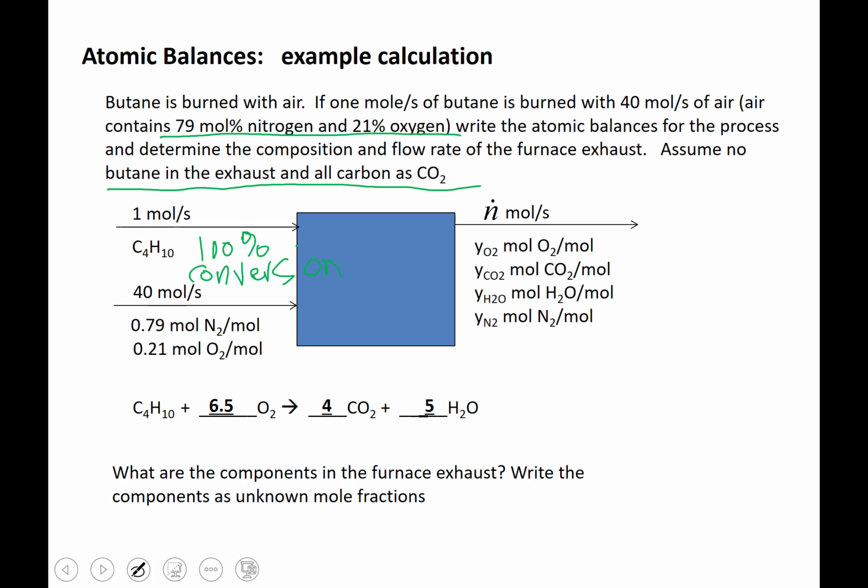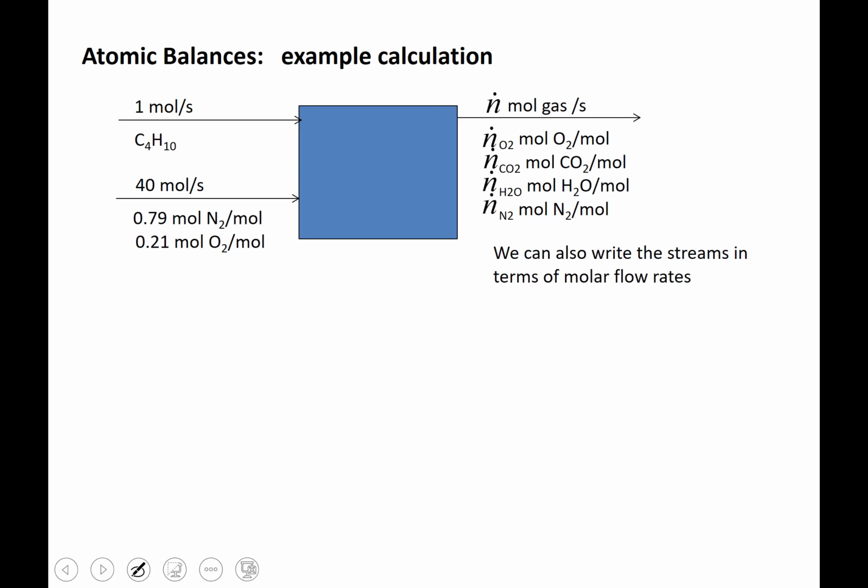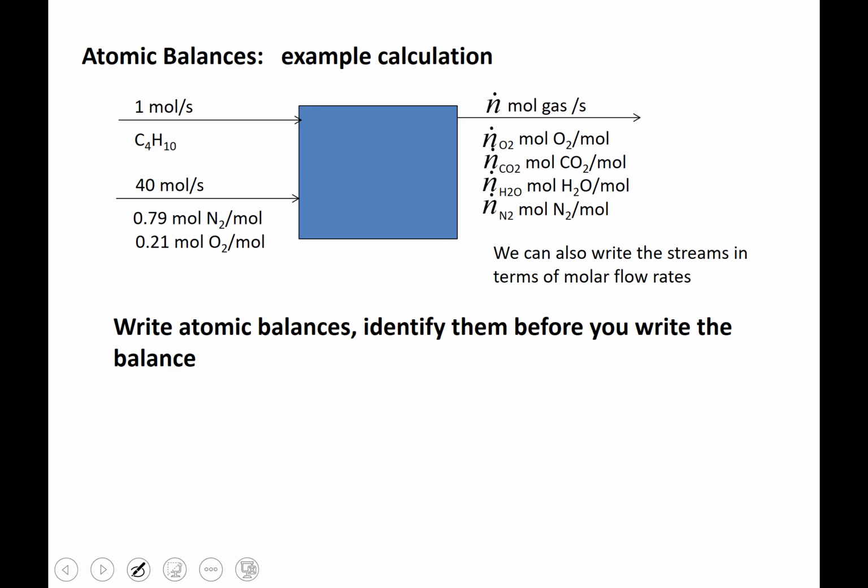We're going to write the unknowns as mole fractions. We could also write them as molar flows, in which case we would not put an n dot on top. And we know that all the mole fractions add to 1. So the total gas out is n dot. This is now writing the streams in terms of molar flow rates. This is actually redundant, but it's the total moles, so it's okay.